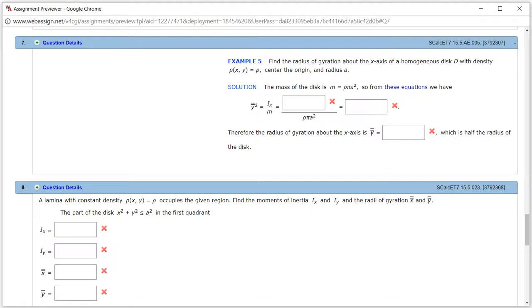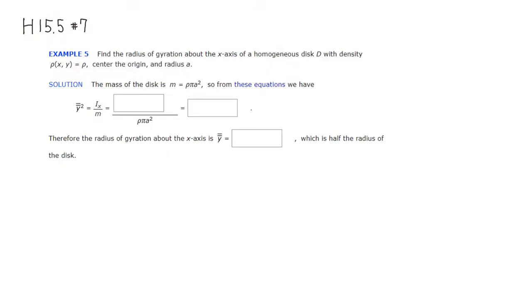All right, let's look at the homework 15.5, problem number 7. We want to find the radius of gyration about the x-axis of a homogeneous disk. I guess that means the density is uniform, centered at the origin with radius a. So let's do that. We first want to find the moment of inertia about the x-axis.